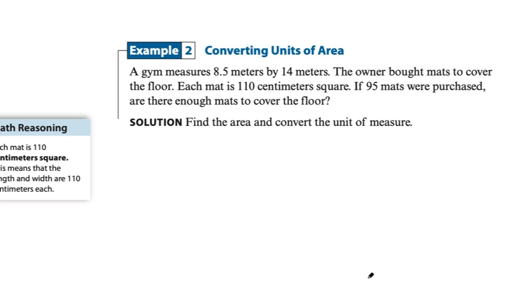All right, let's look at example 2. We're going to be talking about covering unit area. So a gym measures 8.5 centimeters by 14 meters. The owner bought mats to cover the floor, and each mat is 110 centimeters square. If 95 mats were purchased, are there enough mats to cover the floor? So there's a whole lot going on. Let's go ahead and think about what the deal is. First thing we'll do is find the area of the gym. And then we're going to consider the area of the mats, the area that the mats will cover.